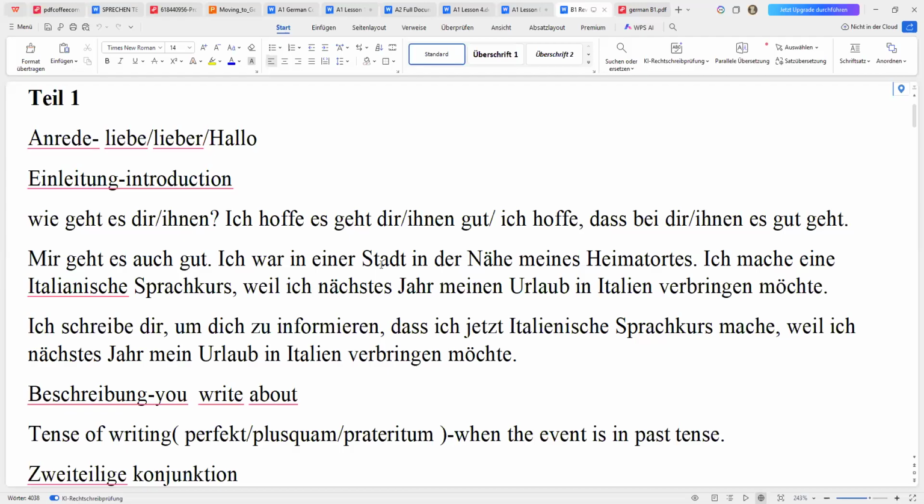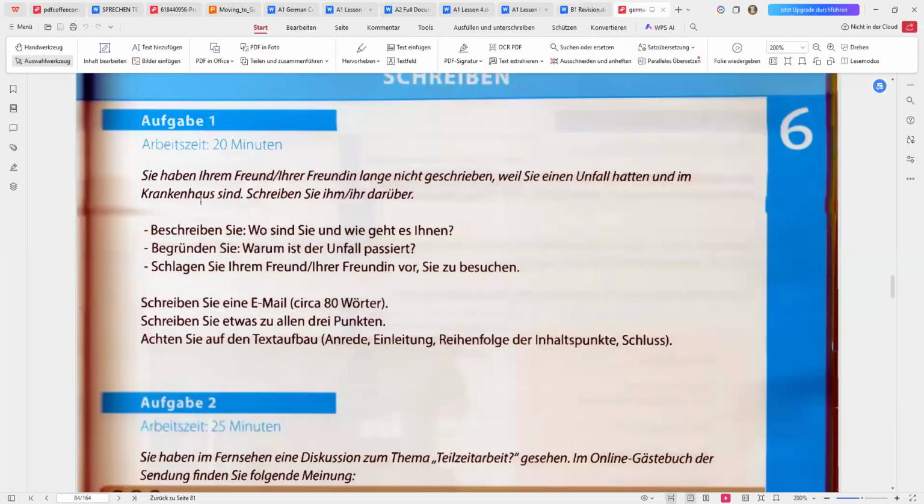Then you start with the Einleitung. You can pull your Einleitung from here. Here is where you can pull it from. How do you do it? You are writing as you, as I. So always start by changing this Sie to ich. Ich habe, then Ihrem Freund there, don't paraphrase that. Now you are writing to your friend. Ich habe dich or ich habe dir. Ich habe dich lange nicht geschrieben, weil ich einen Unfall hatte und im Krankenhaus bin. So you change everything to ich form. Then you just pull your Einleitung from there.